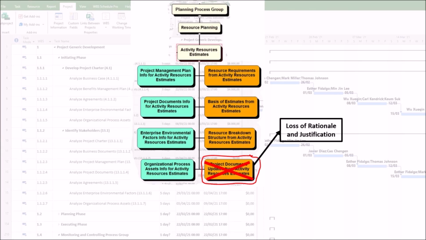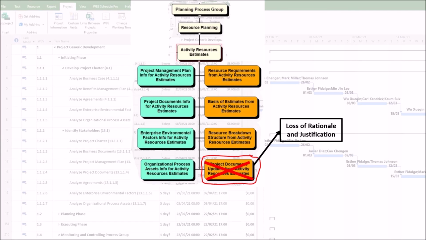1. Loss of rationale and justification. This is the most immediate and insidious harm. The estimates become numbers without a story, making them impossible to defend or validate. The problem here is that without a well-maintained assumptions log, the reasoning behind estimates is lost.